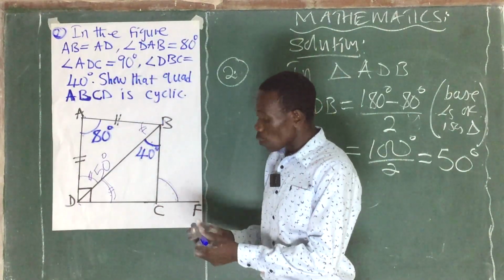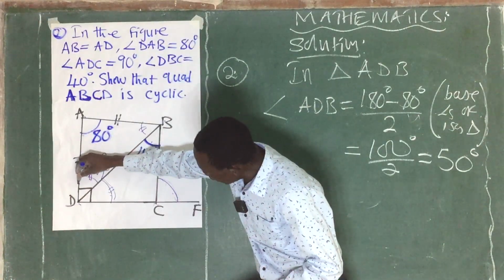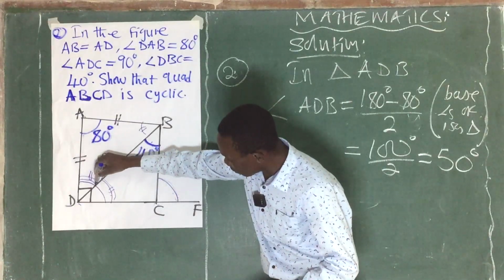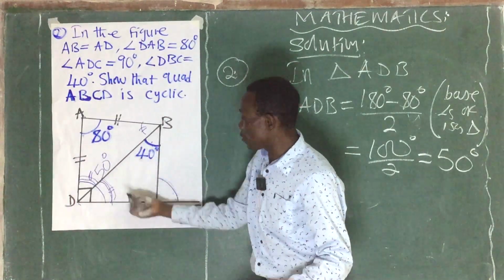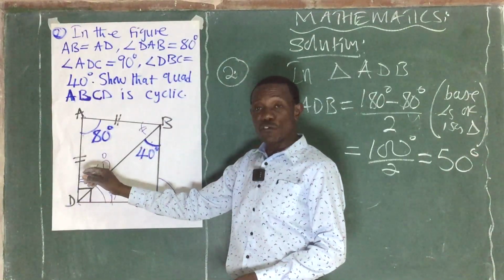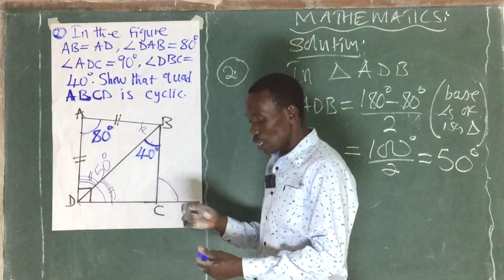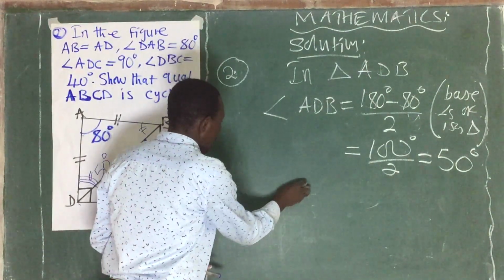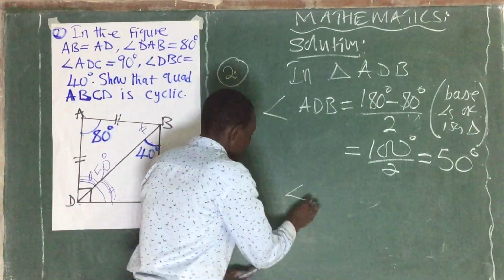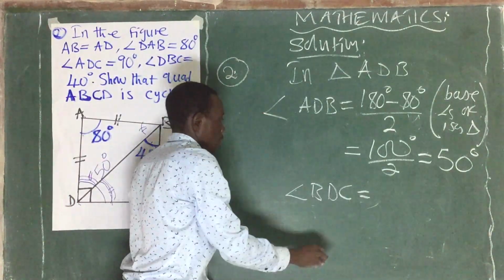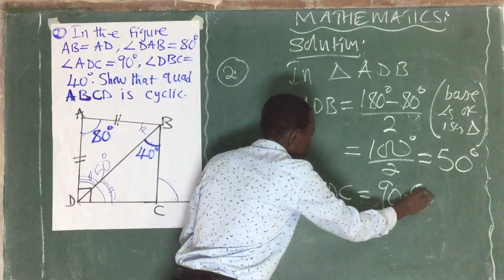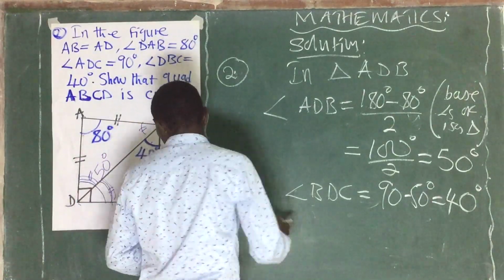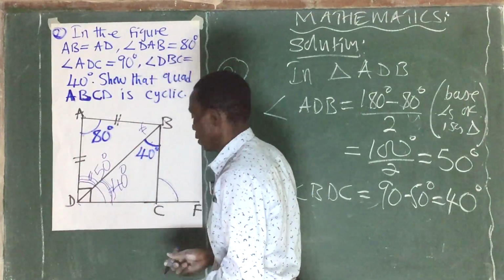90 degrees. So now, if the whole of this one is 90 degrees, and part of the 90 we have found is 50 degrees, what about this remaining angle? It'd be just like 90 minus 50 degrees, and that gives us this angle here. So this simply means angle BDC should be equal to 90 minus 50 degrees, which is 40 degrees. So this angle is 40 degrees.